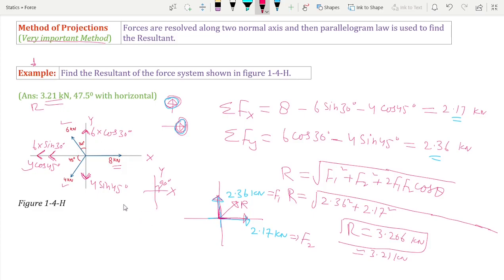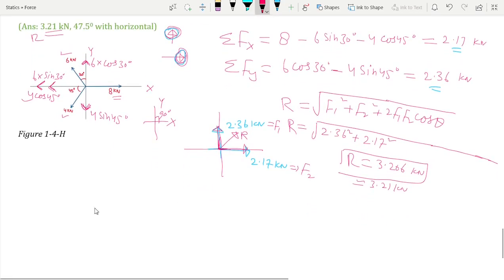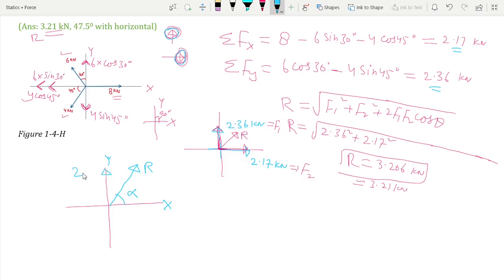Now let us find the angle of the resultant. Now this is the resultant. Let me use the clean space. This is the x-axis, this is the y-axis, this is the resultant. Now let us find the angle of the resultant with the x-axis or horizontal axis. Let us assume this is alpha. Here it is f1, 2.36 kilonewton, and in the x-axis we have 2.17. This is f2 and this is f1, as you can see here.